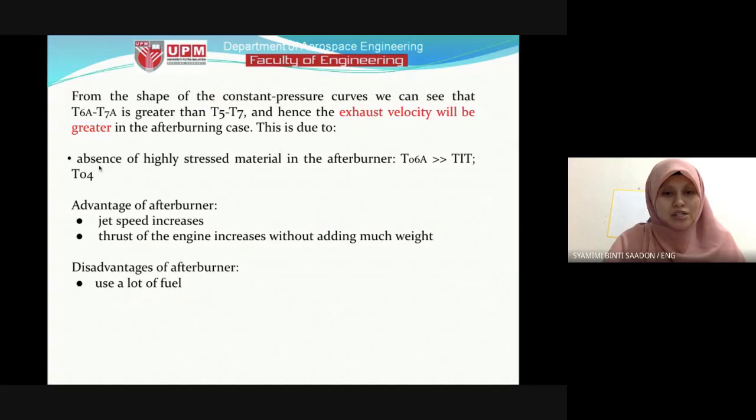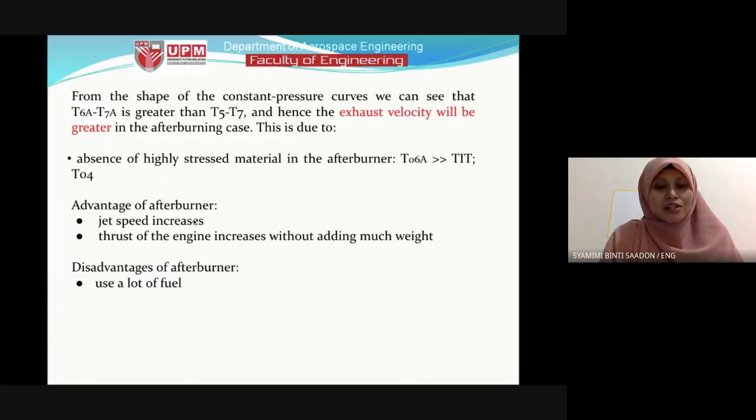Okay, so this is due to the absence of highly stressed material in the afterburner. Like I've said just now, if we have afterburner, then the point 6A is the maximum temperature that we have, which is higher than the turbine inlet temperature, TIT, which is the point 4 just now. So if we have afterburner operating, the temperature at the exit of the afterburner will be the highest instead of T4, the turbine inlet temperature.